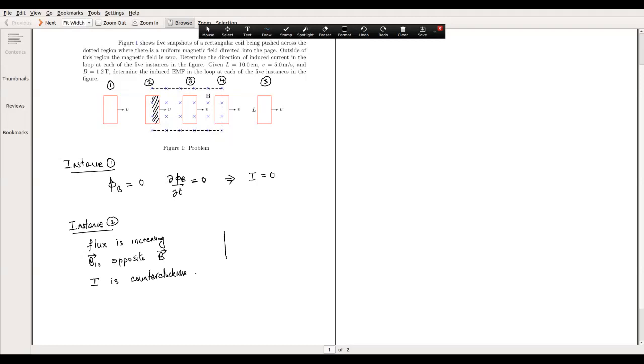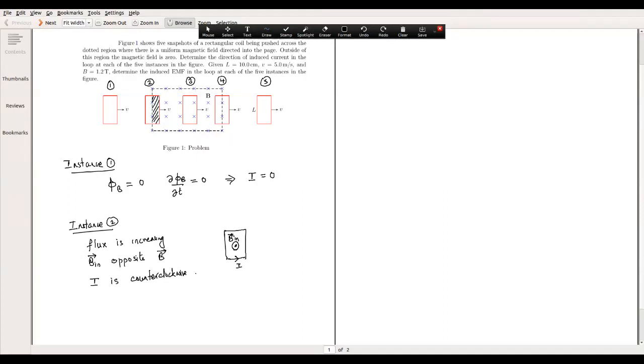That means this is our loop and current is going in this direction. That leads to an induced magnetic field that's coming out of the whiteboard, which is opposite to the direction of B because the system tries to decrease the flux.